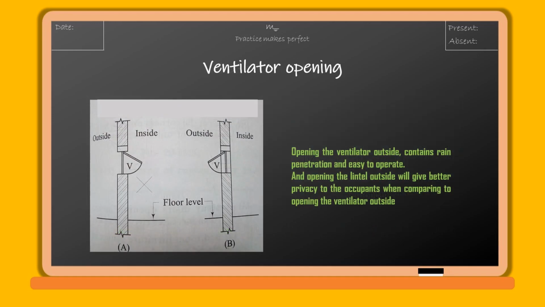Opening the lintel outside prevents rain penetration and is easy to operate. And opening the lintel outside will give better privacy to the occupants compared to opening the ventilator outside.